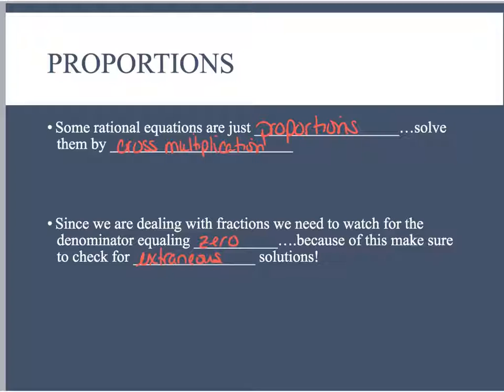Now, since we're dealing with fractions, we need to watch for the denominator equaling 0. So look at your denominators and determine what variables would make that equal 0, and make sure those are listed as what it cannot happen.